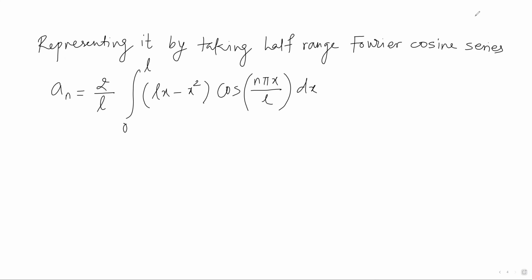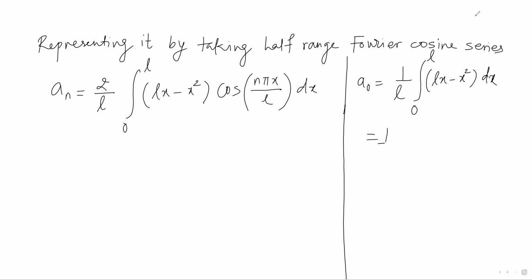But you know that for cosine series, the 0th position values also exist, that is a0. So I have to calculate even the value of a0. So what is a0? A0 is going to be 1 upon L integral 0 to L f(x) dx, correct? So f(x) is what? Lx minus x square dx.